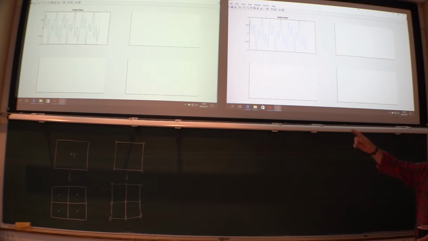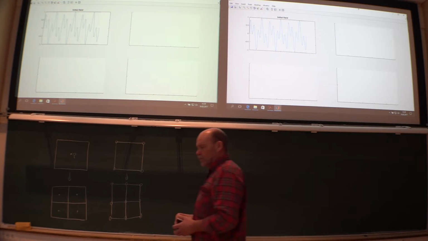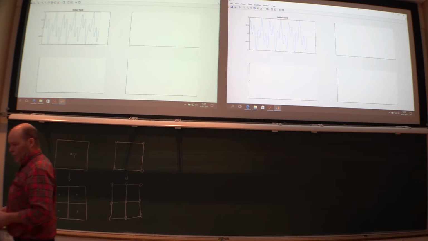And the initial solution I have constructed, you see, is a superposition of several high and low frequency modes, just different sine waves added together. And it goes from -1 to +1. So this is my initial field. It's a mix of high and low frequency modes. Then we do some iterations on the fine mesh.